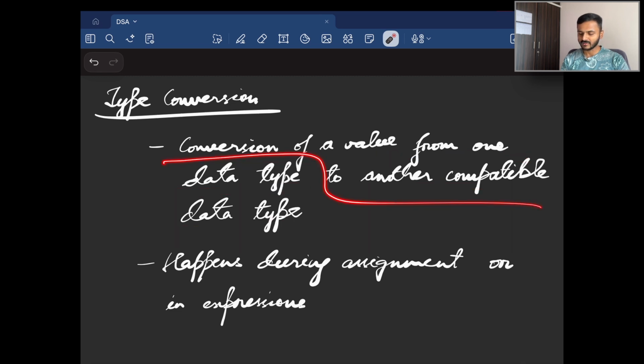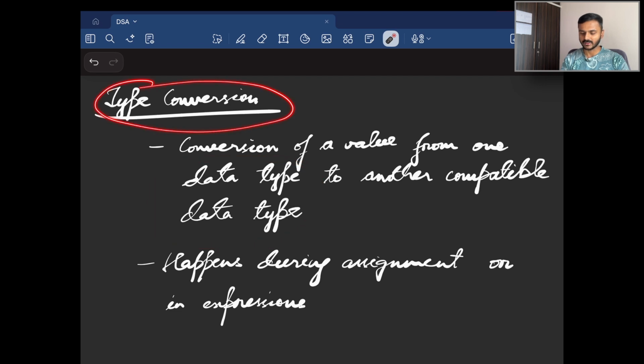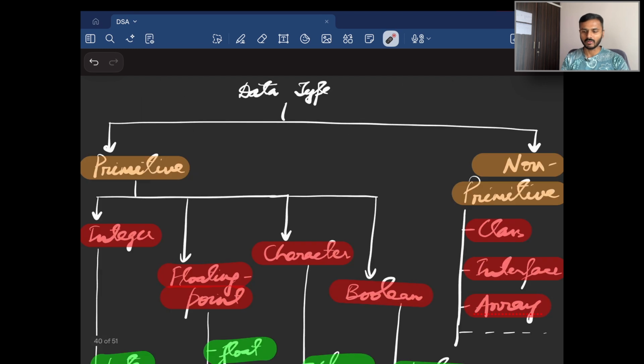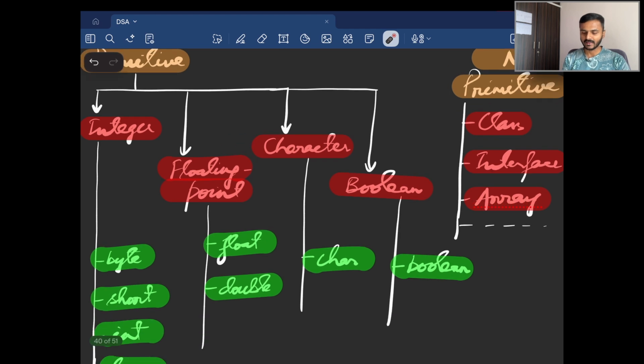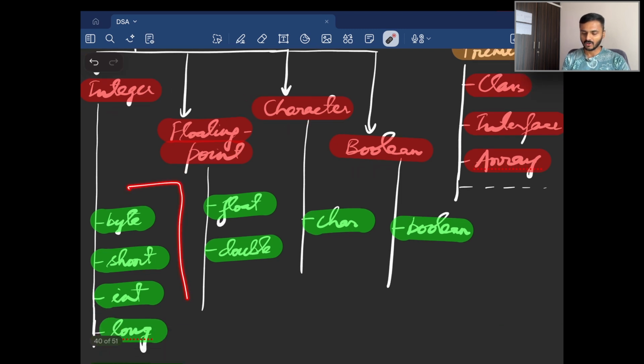Now, leaving all of this aside, if we focus just on this, it tells us that type conversion involves data type. So let's recap and talk a little about data types in Java. Data types in Java can be categorized into two broad categories, and they are primitive data types and non-primitive data types. Primitive can be categorized in four subcategories: integer, floating point, character, and boolean. And each of these subcategories has some data types that Java supports.